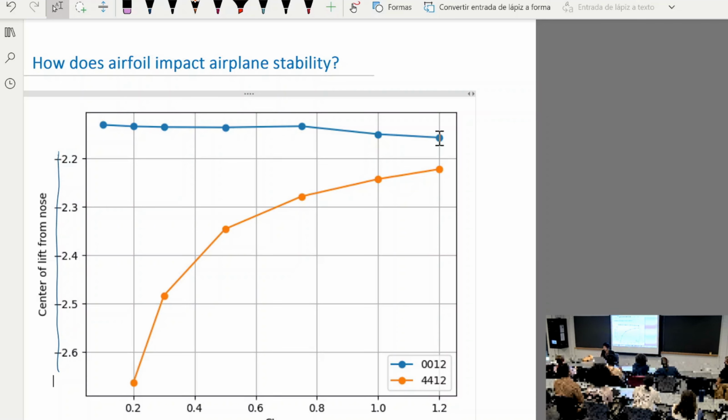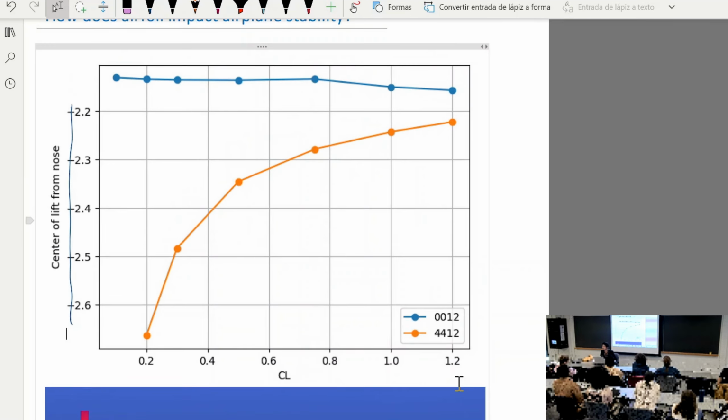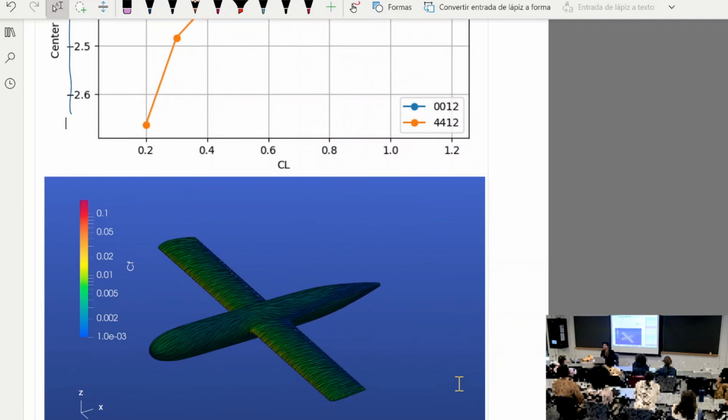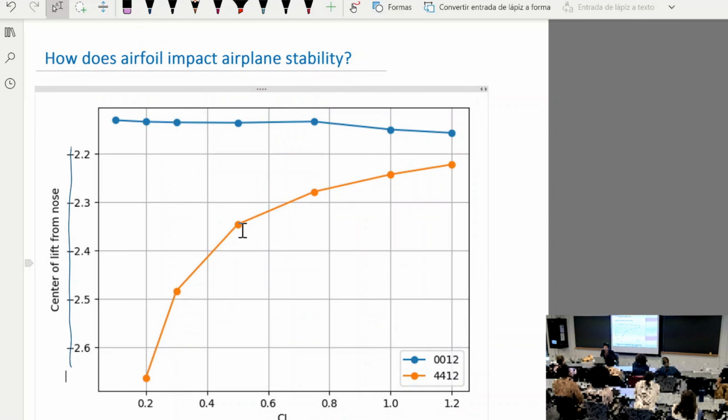On the other hand, if I use a 4412 airfoil, nothing else changed. The airplane looks almost exactly the same, especially from this angle. If you look from sideways, it'll look different. But the stability is very different. If the airplane flies in equilibrium at 0.5 CL, then the center of gravity has to be placed a little bit further from the nose.